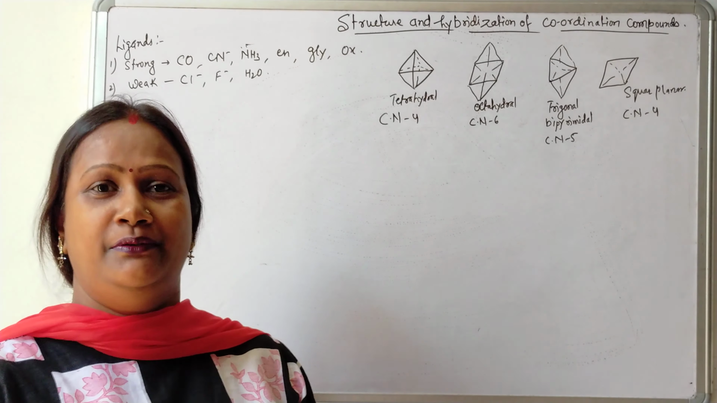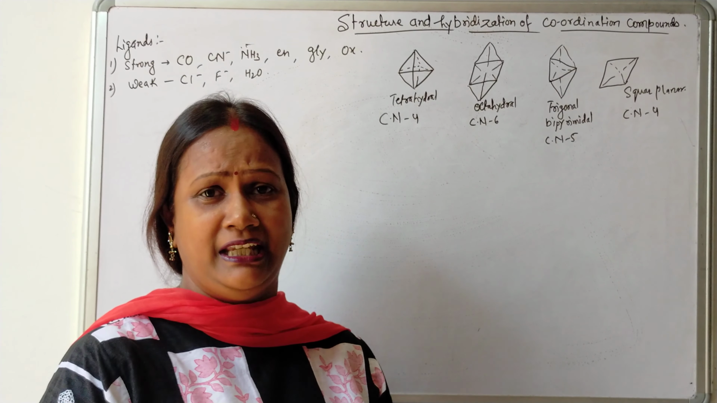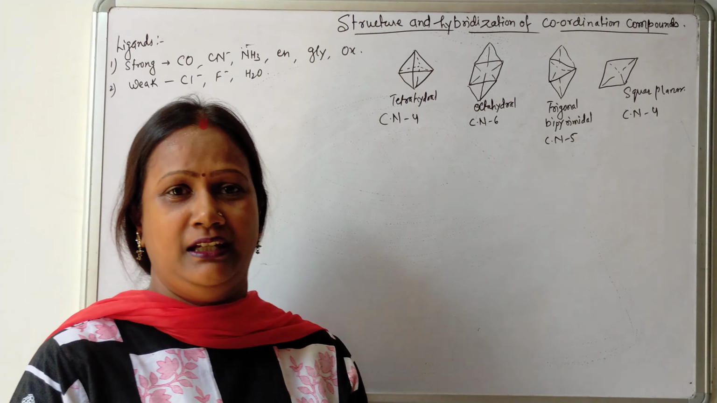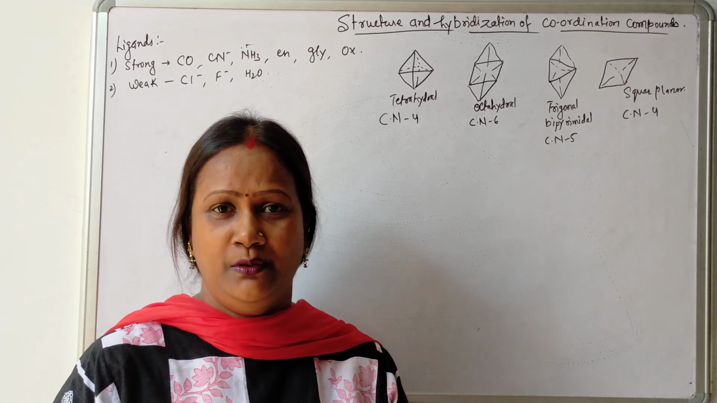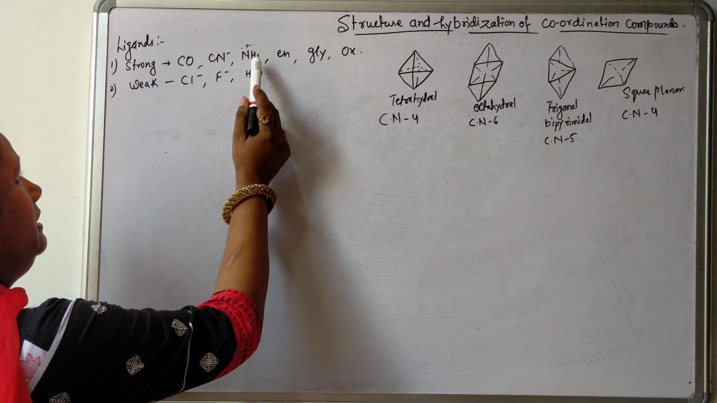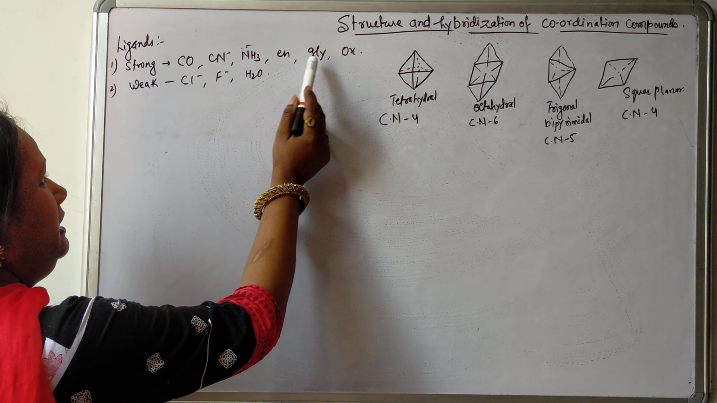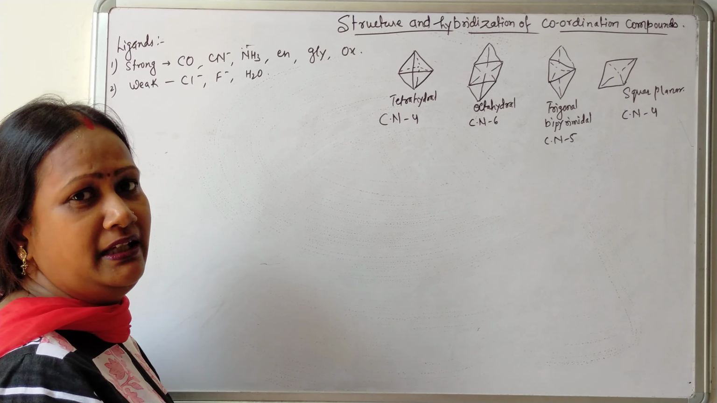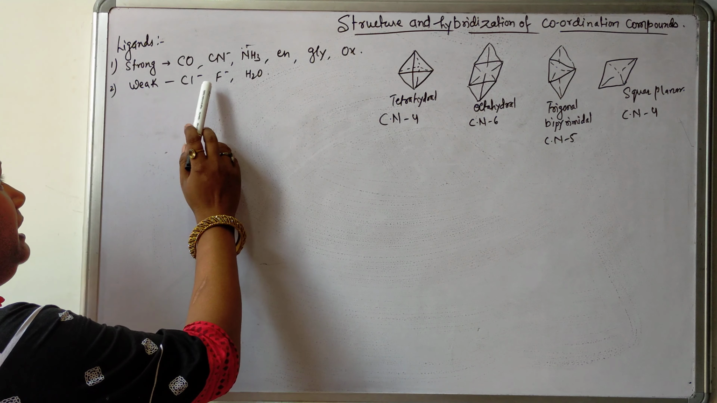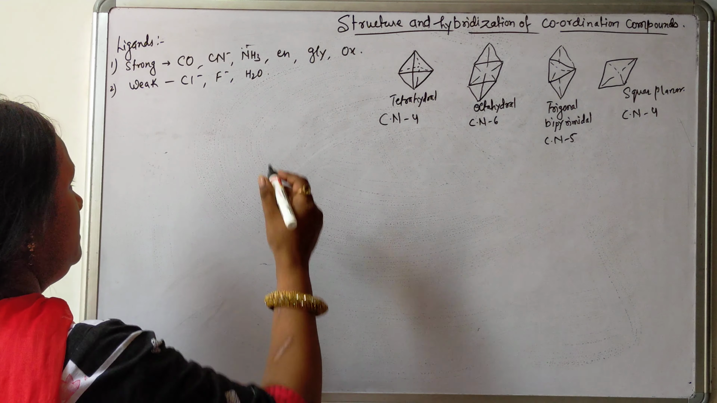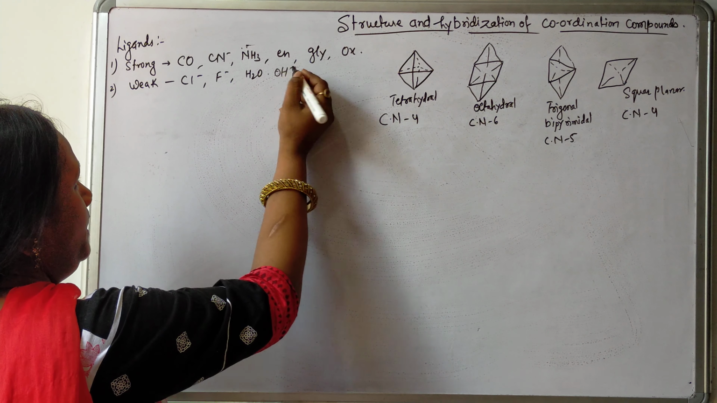First, we will recapitulate that ligands are of two types, strong ligands and weak ligands. The ligands which donate electron pairs easily are the strong ligands, for example carbonyl, CN, ammonia, en, ply, ox. You have already learnt about this in the previous lecture. Weak ligands are Cl, F minus, H2O, OH minus.